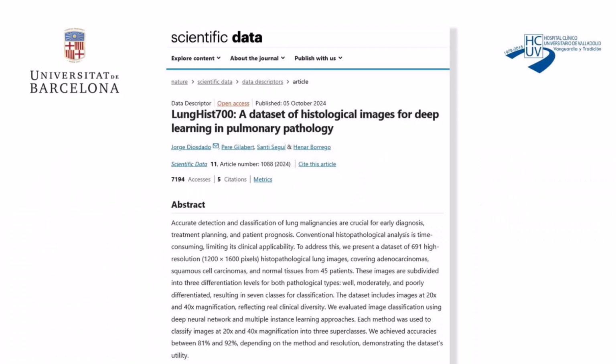The LungHist700 dataset was published in 2024 by Diosdado and colleagues from the Universidad de Barcelona. The researchers collected 691 histological lung images from 45 patients at the Hospital Clínico Universitario de Valladolid in Spain. The images show stained lung tissue and were captured at both 20 times and 40 times magnification. They are categorized into 3 differentiation levels: well, moderately, and poorly differentiable.